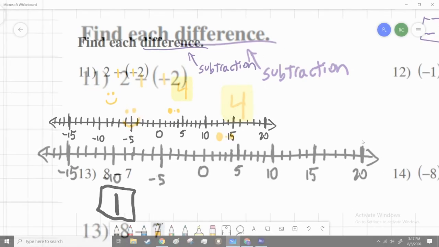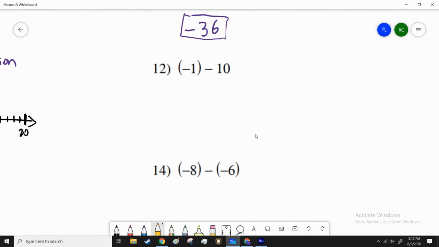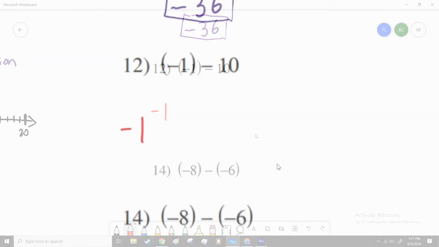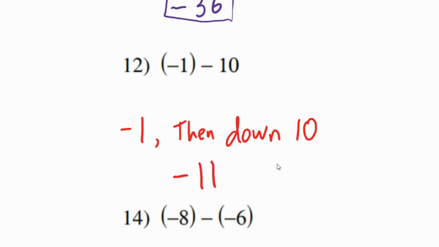Let's move on. Negative 1 minus 10. Okay, so I think at this point, I don't need the number line anymore. If I start at negative 1, the first basement floor, and I go down 10, well, that's negative 2, 3, 4, 5, 6, 7, 8, 9, 10, 11. Negative 11.